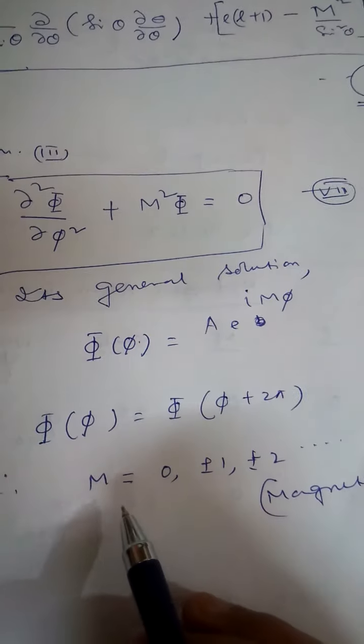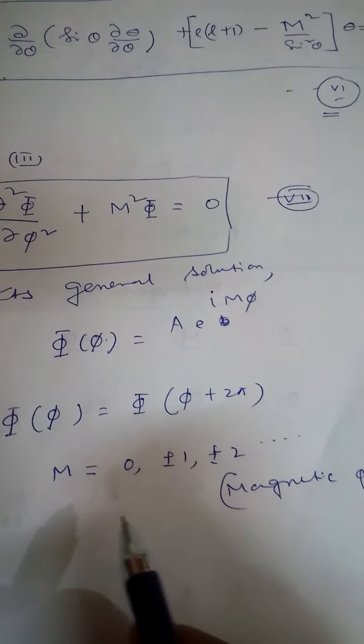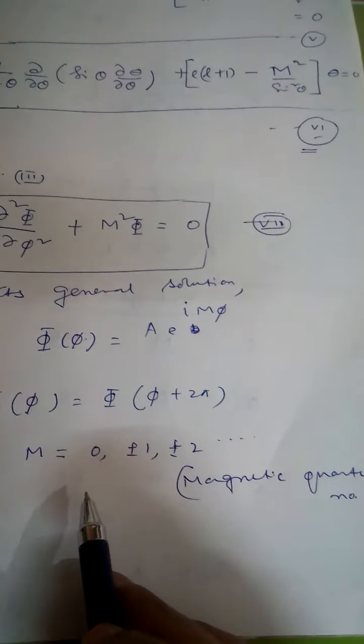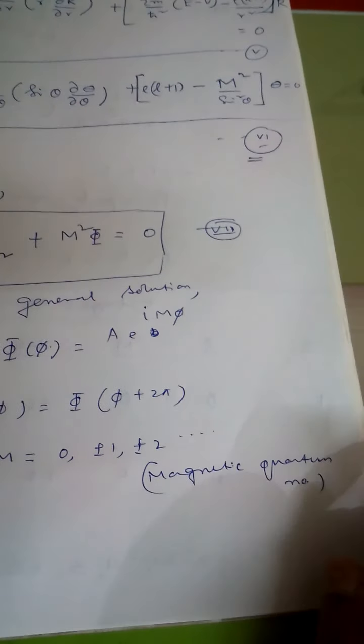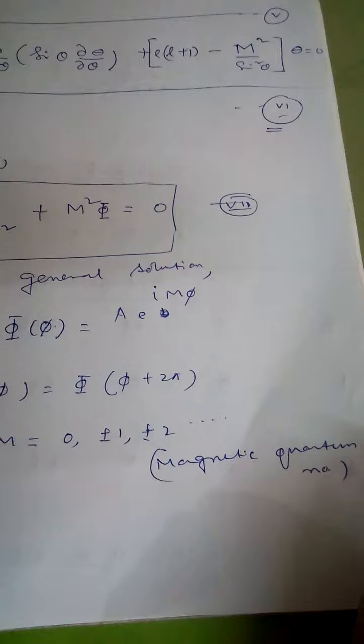So it requires the value of capital M equals 0, plus minus 1, plus minus 2, etc. So it is referred to as the magnetic quantum number. Clear? It is referred to as the magnetic quantum number.